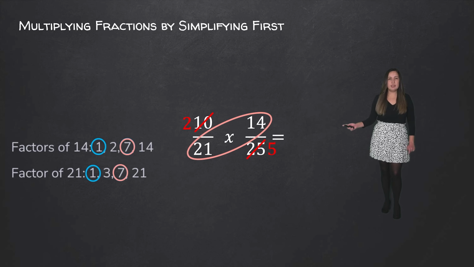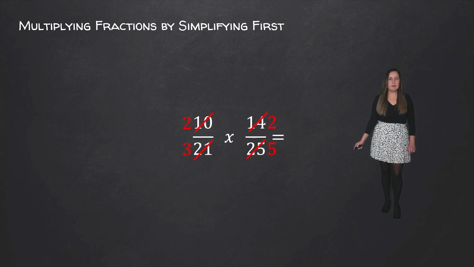And so we're going to take both these values and divide them by 7. So we're going to cross out the 14. 14 divided by 7 is equal to 2. We're going to replace that with a 2. And then we're going to cross out the 21. 21 divided by 7 is 3. So we're going to replace that with a 3.